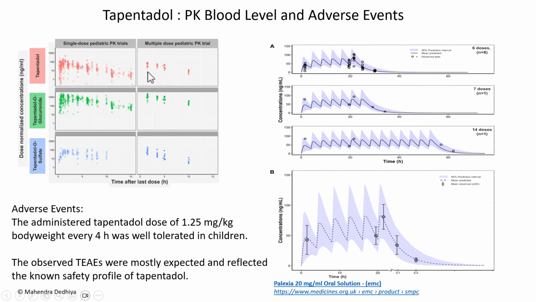Multiple dose kinetics is shown here. Adverse events were recorded, and it was well tolerated in children. The adverse events were similar to what was expected. Here is the concentration after the sixth dose. So dose 1 is collected and then the profile is collected. This is the seventh dose, dose 14.